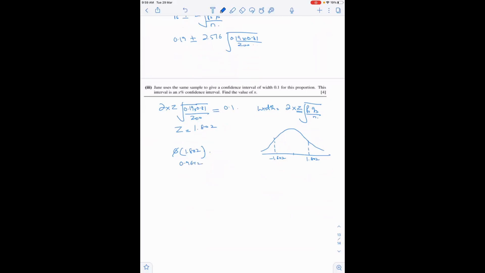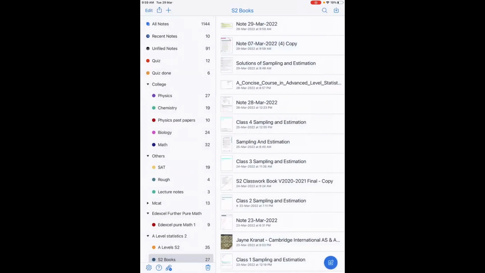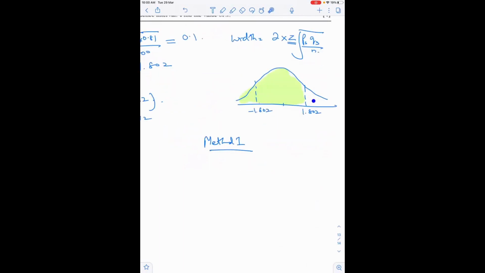0.9642. Okay, that means this value. Now, there are two ways of finding out the percentage here. I'm giving you both the methods. Method number 1. We know this whole area is 0.9642. So subtract it from 1, you will get this area. Multiply this area by 2 and subtract from 1, you will get the middle part.